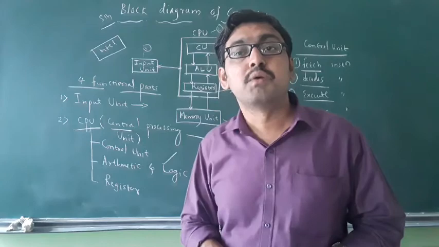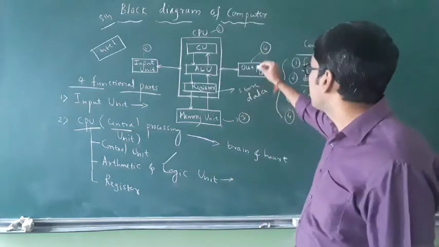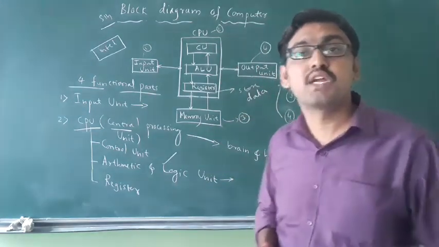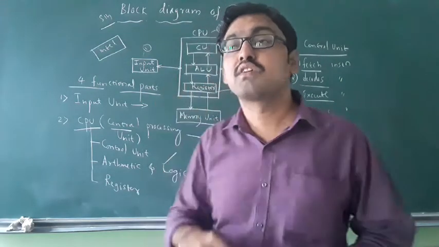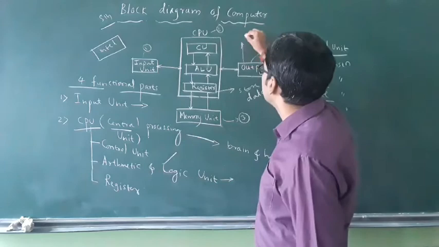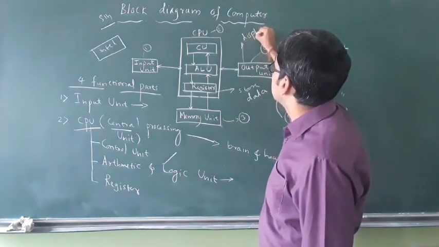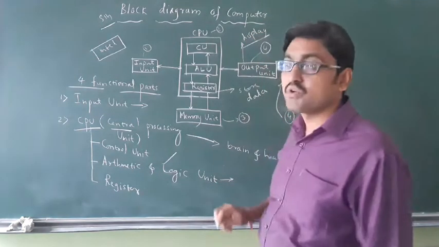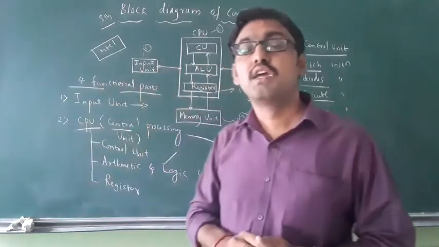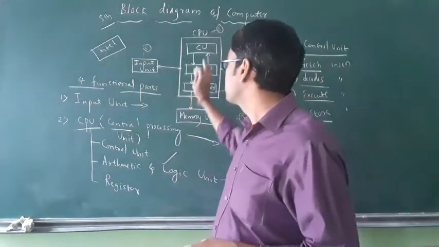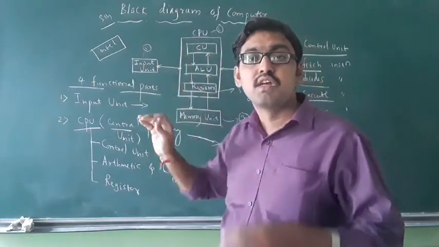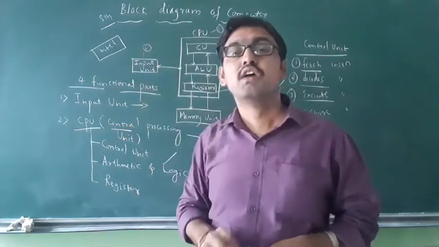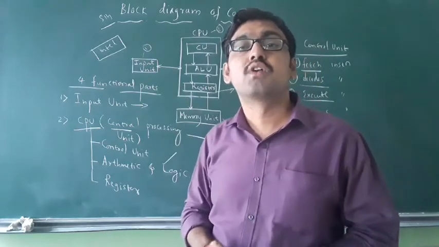Then after that, what is the use of the output unit? The output unit is used to display the processed data. The processed data is displayed on the monitor. The data is processed in the CPU, and that processed data will be displayed on a monitor. That is called the output unit.